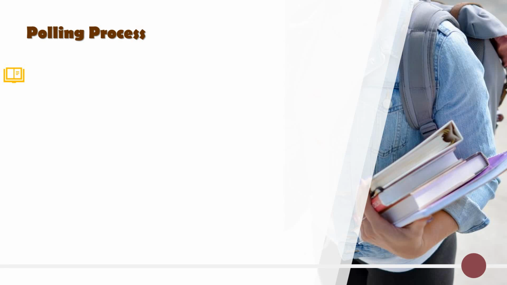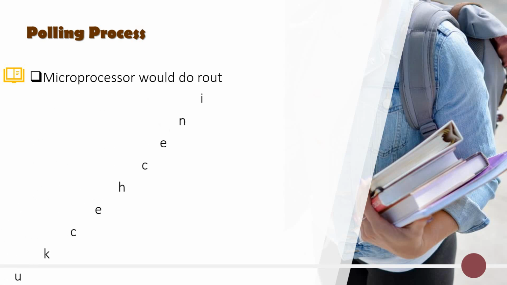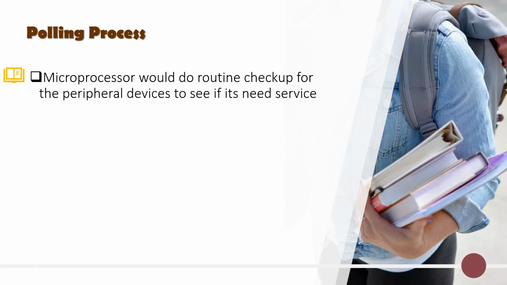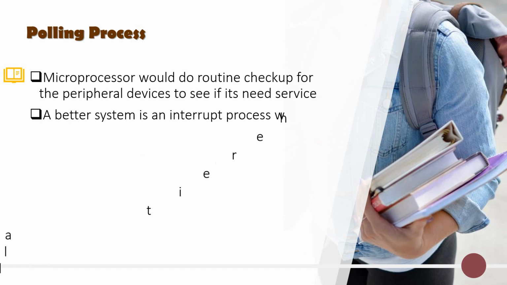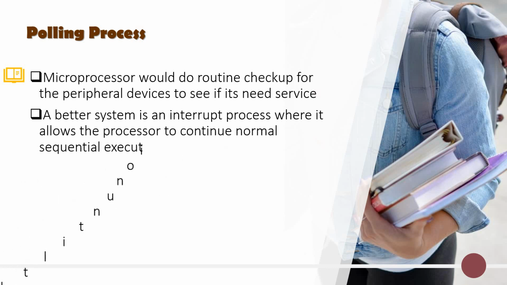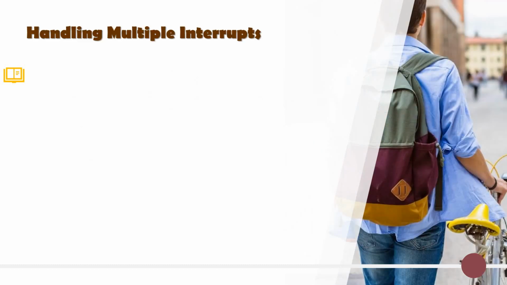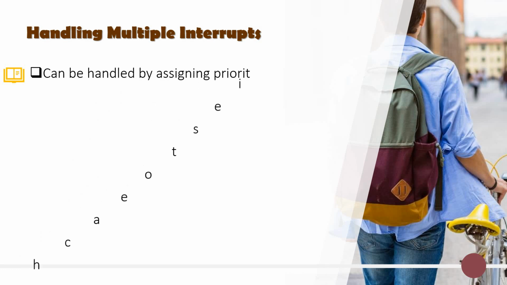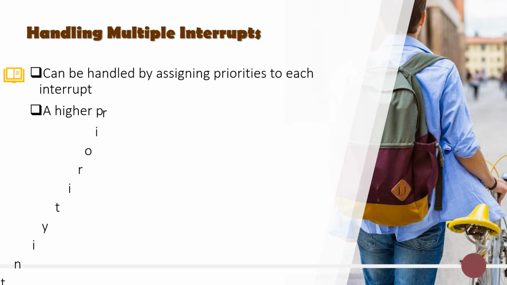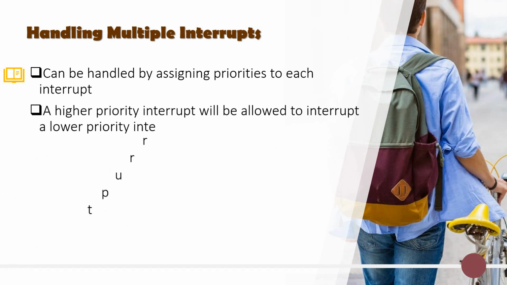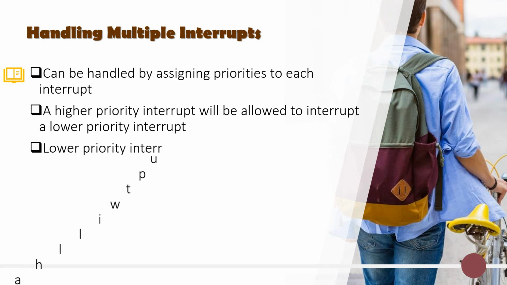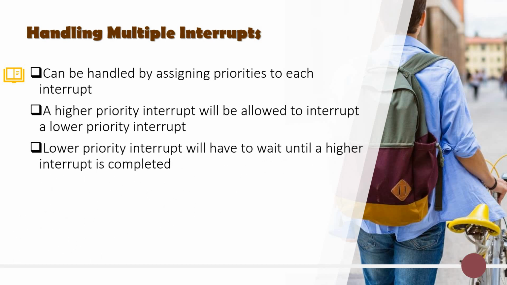Polling process. The microprocessor would do a routine checkup for the peripheral devices to see if they need service. A better system is an interrupt process, which allows the processor to continue normal sequential execution until there is something that especially needs attention. Handling multiple interrupts can be done by assigning priorities to each interrupt. A higher priority interrupt will be allowed to interrupt a lower priority interrupt. A lower priority interrupt will have to wait until a higher interrupt is completed.